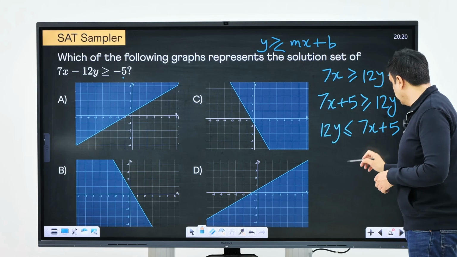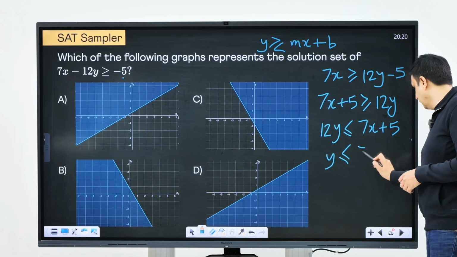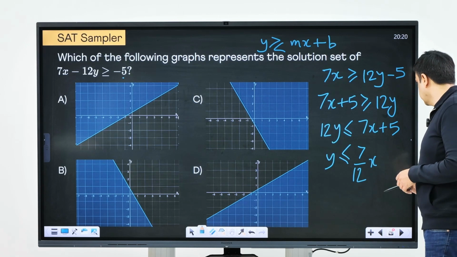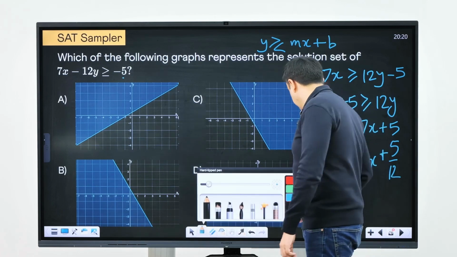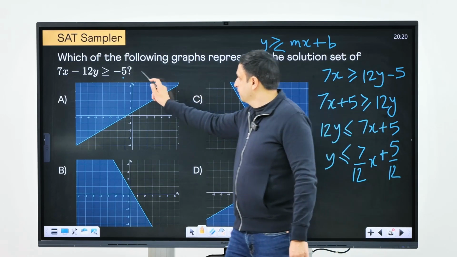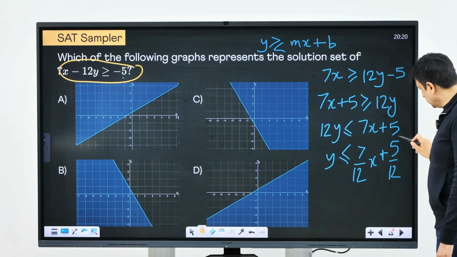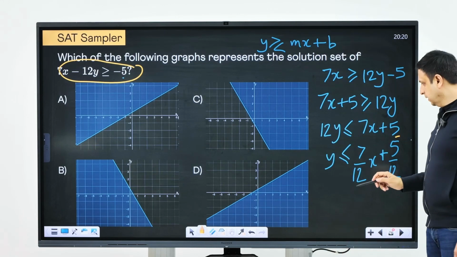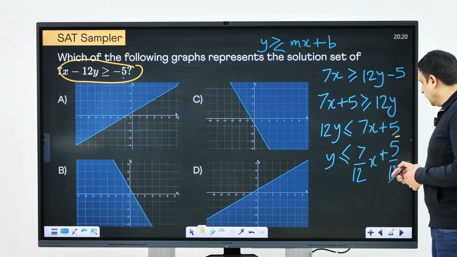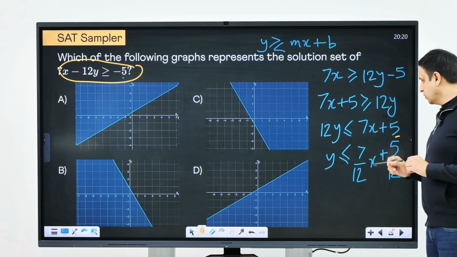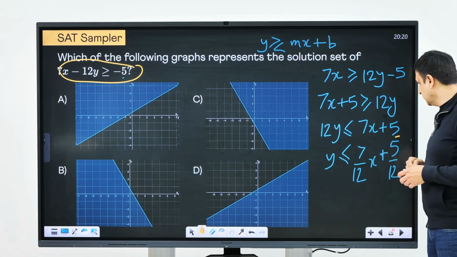And then if I divide by 12 on both sides, I get y less than or equal to 7 over 12x plus 5 over 12. All right. So I have rewritten my original inequality in a form that resembles the slope-intercept form. So if we had an equal to sign here, y equal to 7 over 12x plus 5 over 12, that would be the boundary line, and points on the boundary line would also be part of the solution set because we have an equal to sign here.